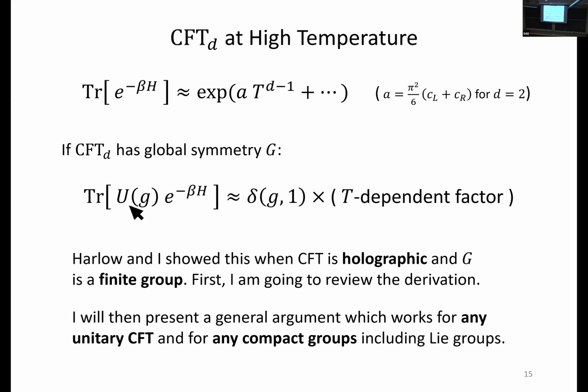If you have a global symmetry, we can consider a refined version. This is what I call the symmetry-resolved partition function. That is, insert the action of the group element, and then consider the trace. This is like introducing a chemical potential to the partition function. We can show that when temperature is large, it's proportional to a delta function in the group. That is, this is 1 for a finite group when the group element is 1, and 0 when the group element is not 1. For a continuous group, you have to define it with some regularization, which I will tell you.